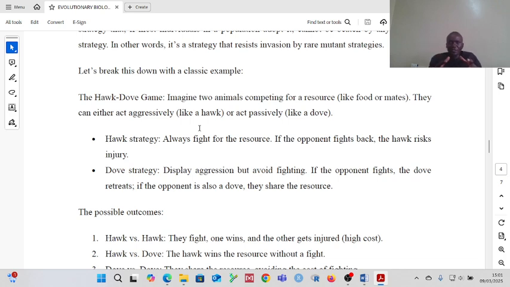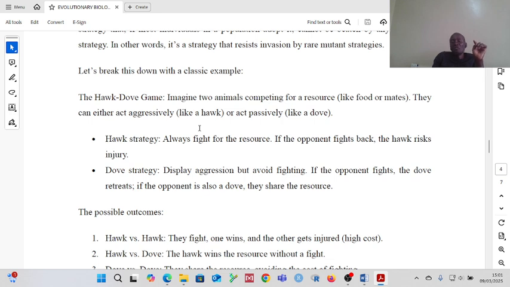Okay? So you want the resource. Indicate that you want the resource, but don't obtain the resource through fighting. So if the opponent fights, then the dove retreats because it does not want to fight. Okay? So that's the first thing. For the dove strategy, you want the resource, but you don't want to obtain the resource by force through fighting. So in that case, once the opponent fights back, the dove retreats.